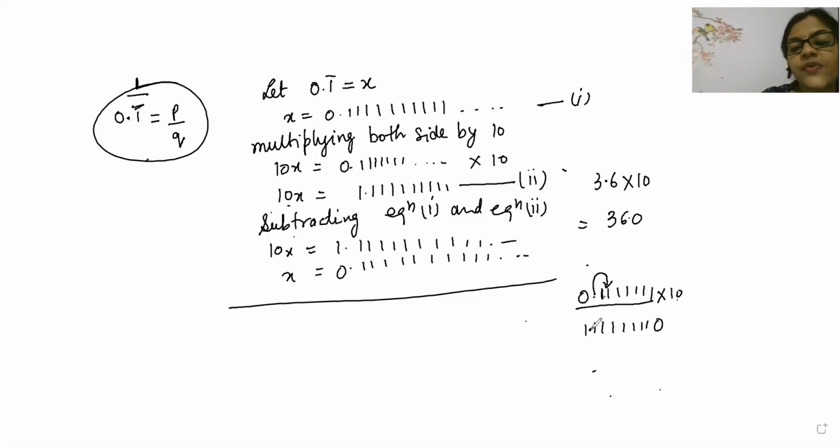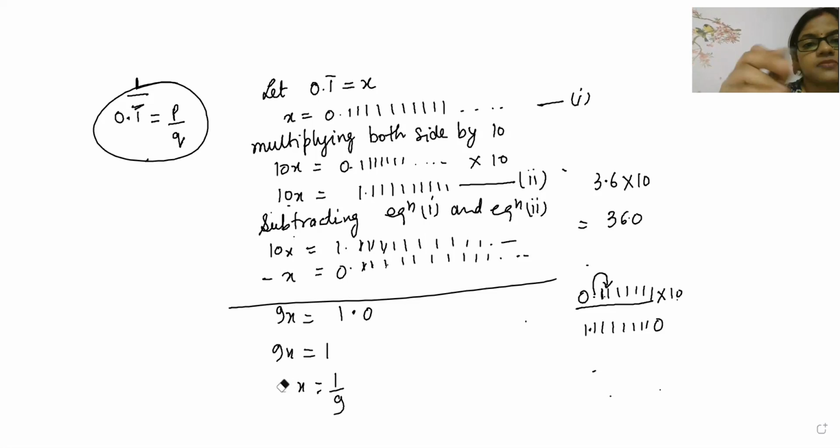So subtracting equation 1 from equation 2, 10x minus x will become 9x, and the remaining 1s will keep on getting cancelled. It will come 1.0. That is, 9x is equal to 1. So x will be equal to 1 by 9. The answer is x equals 1 by 9.